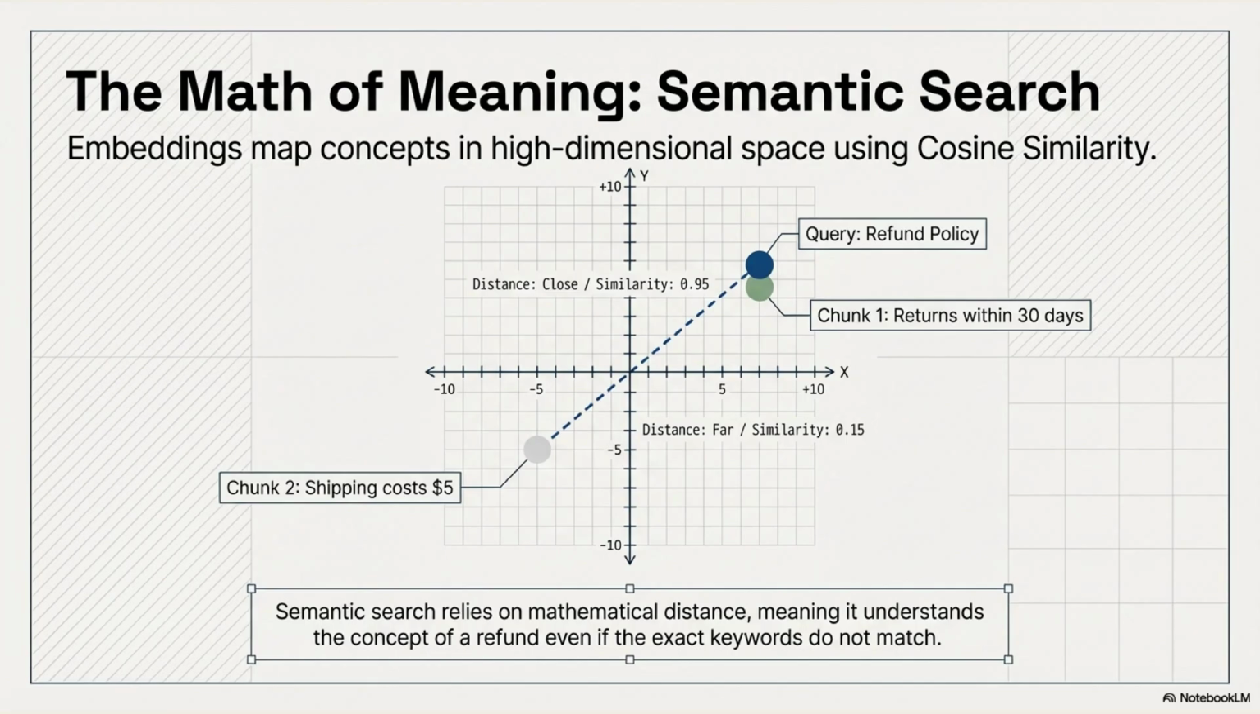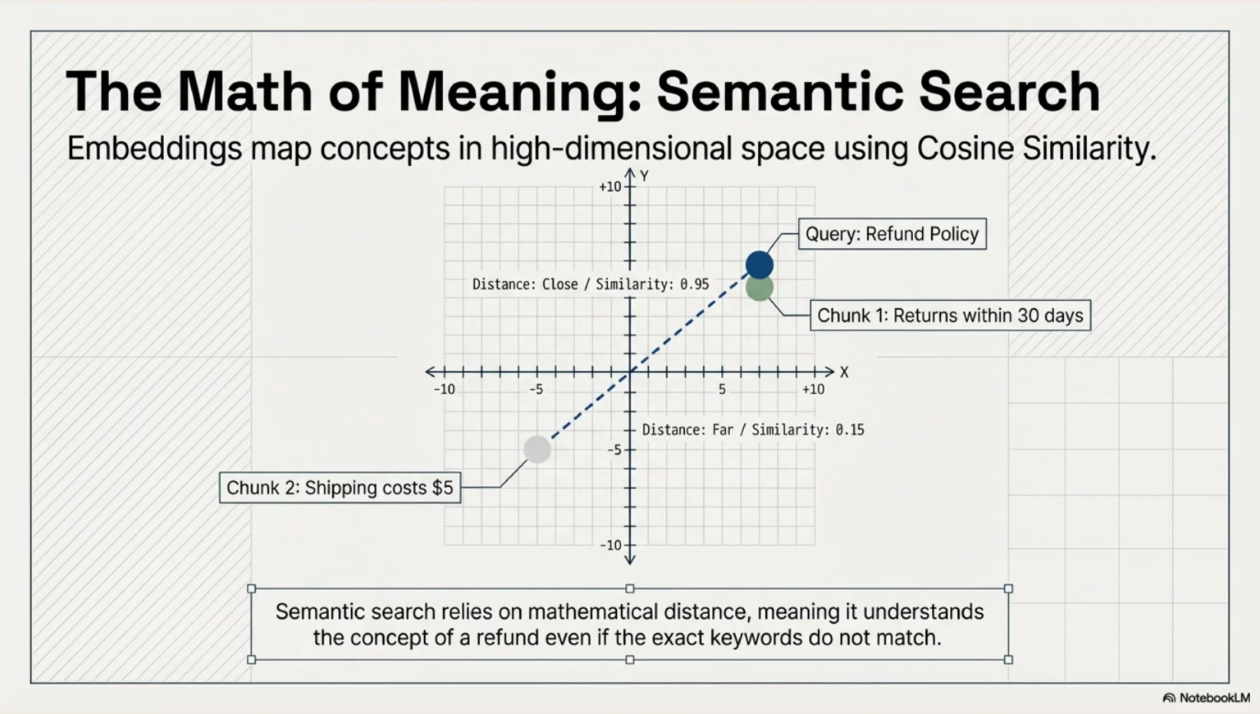Here's what this means in practice. The user typed refund policy. The document chunk says returns within 30 days. These phrases use different words, but they share nearly identical meaning. The embedding model understands that refund and returns are conceptually equivalent. That's the power of semantic search.